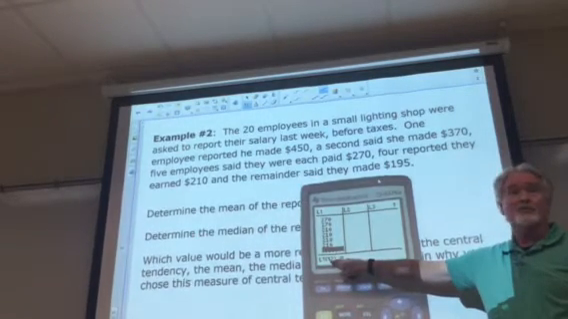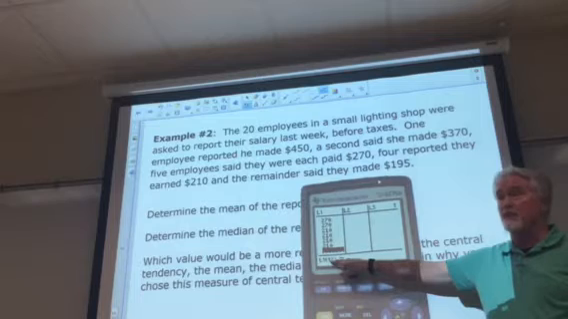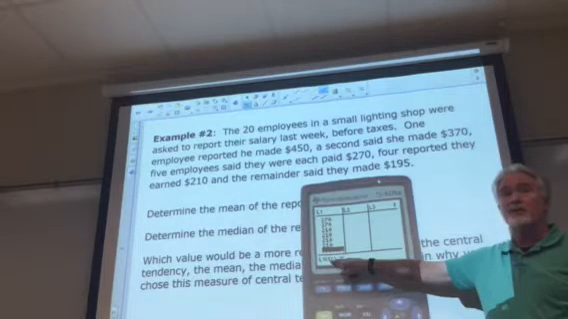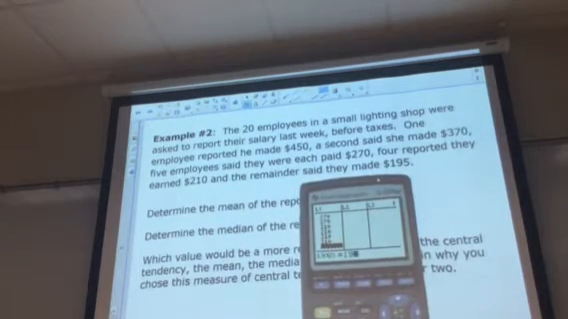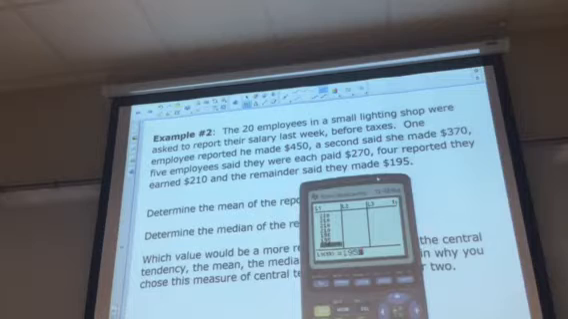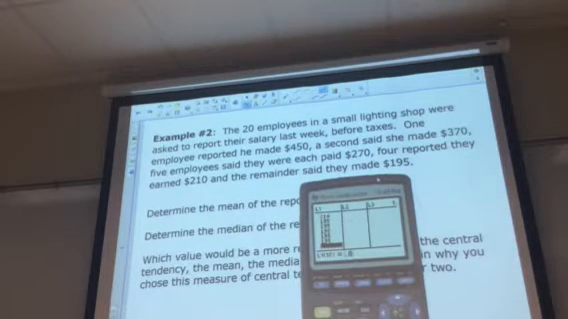Because you've got to get down there to the point where you put in 20 pieces of information, and those missing pieces of information are all going to be 195. So 195, 195, 195, 195, 195, 195. Now I have all 20 pieces of information in because the calculator is waiting for number 21. So I've got all 20 pieces of information in.